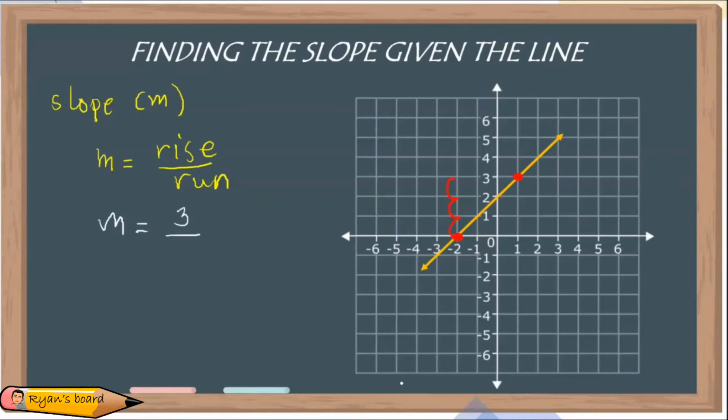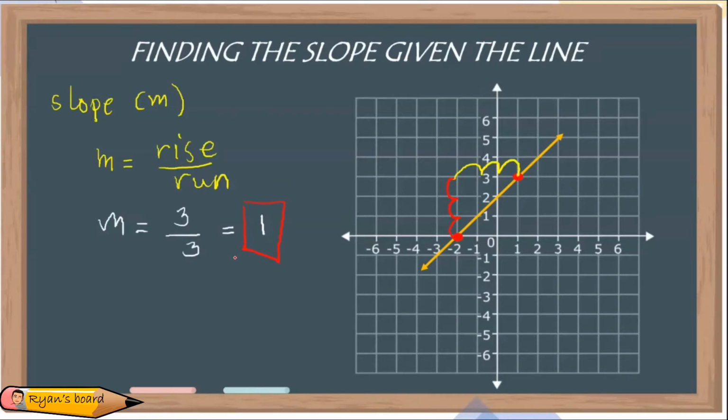Now, what is the run? From this point, kung saan tayo nag-stop, papunta doon sa ating pangalawang point. Since this is going to the right, yung run natin ay positive. Pero kapag yung ating run ay papunta sa left, negative. Okay? So, let's count 1, 2, 3. So, you have 3 units, positive 3. And what is 3 over 3? That is 1. Ibig sabihin, ang slope ng graph na yan ay positive 1.